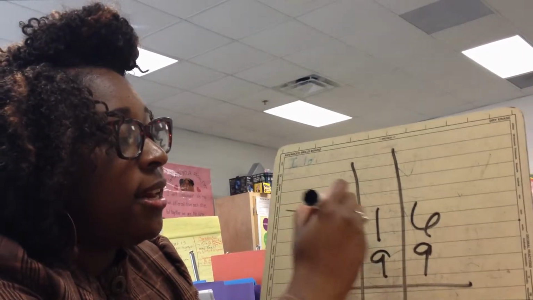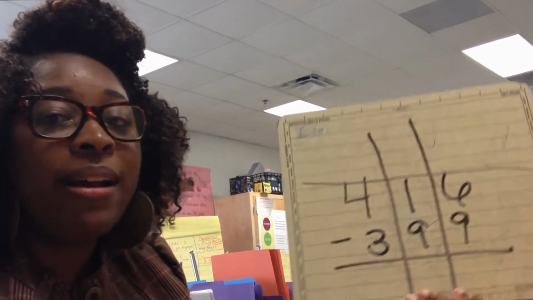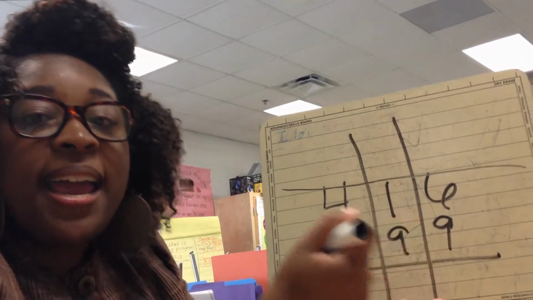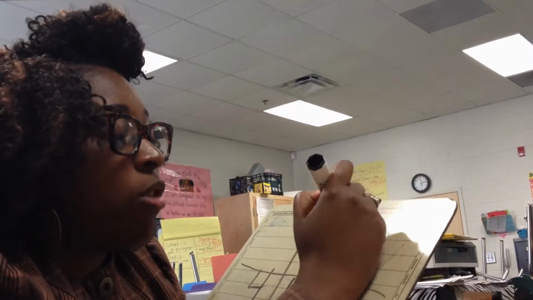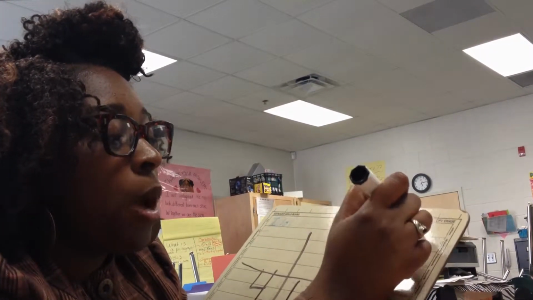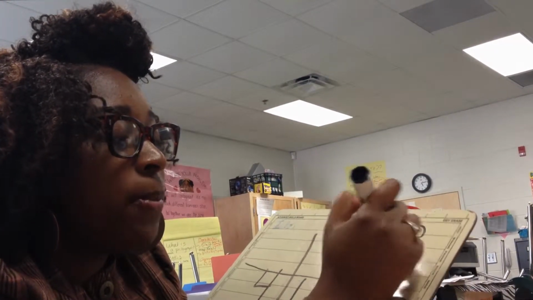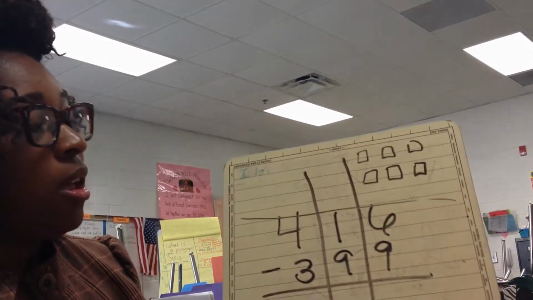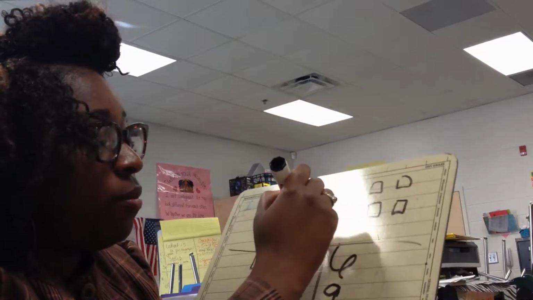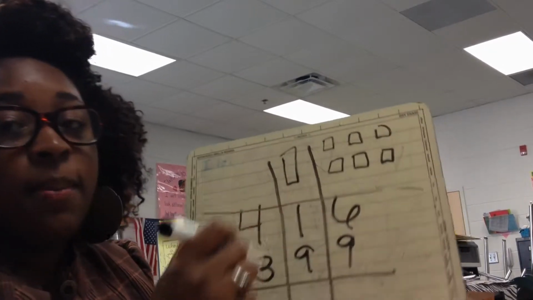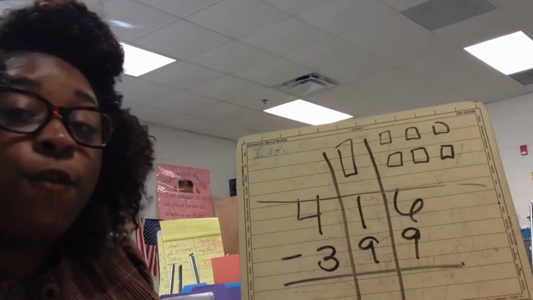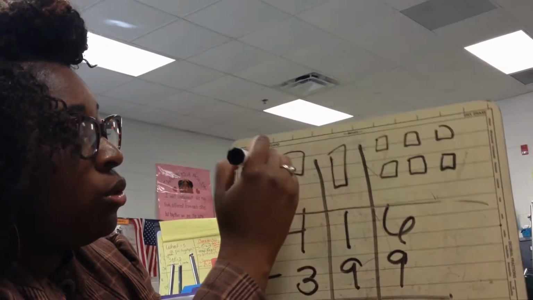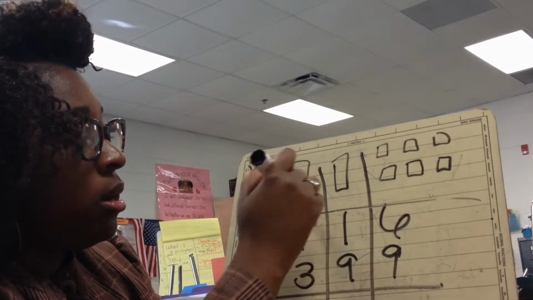So let me go ahead and set it up because I like to draw it out so that I know what I'm working with. So in my ones place, I have 6 ones. I'm going to go ahead and draw those. And while I'm working, go ahead and grab a piece of paper and jot this down as well. So in my tens, I have 1 ten. And in my hundreds place, I have 4 hundred blocks. 1, 2, 3, 4.